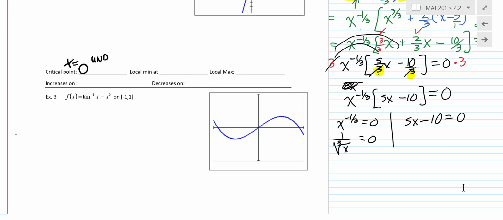How about that one? That's 2, right? Okay, you can add 10 to both sides and divide by 5. That gives you 2, so that gives you another critical point. Okay, so this one has no solution.